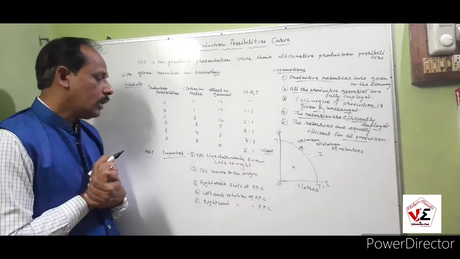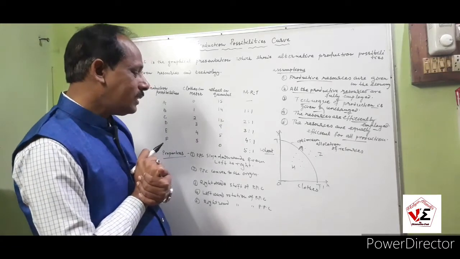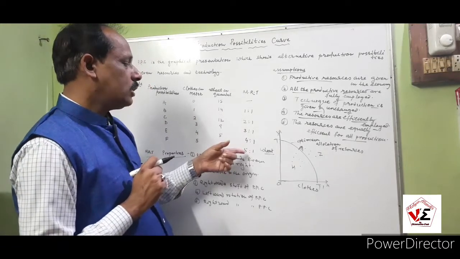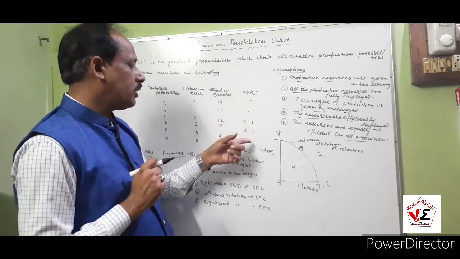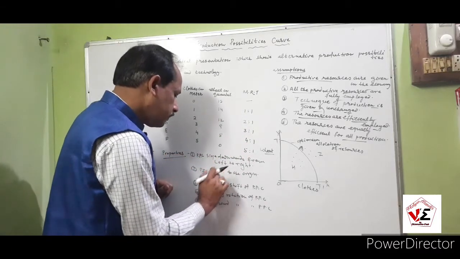Then it is concave to the origin. Why is it concave to the origin? Concave to the origin means an increasing manner. It is sloping downwards with an increasing manner of sacrificing. So it is concave to the origin.